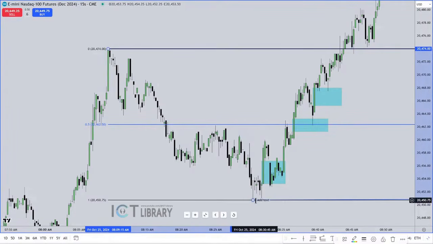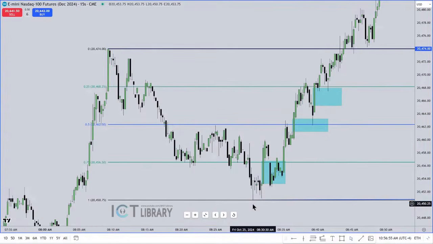Now, how can we use this information to pick the right fair value gaps? How can we use this information to pick the right order blocks? That's our bias, it's bullish. So that means we're going to be looking for draws on liquidity for buy side. We're not interested in shorts.